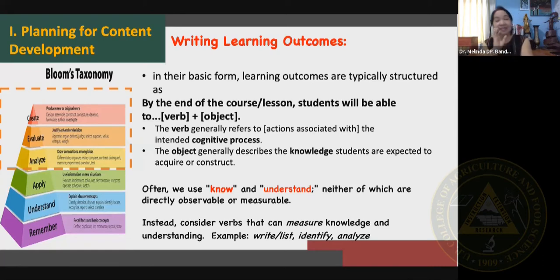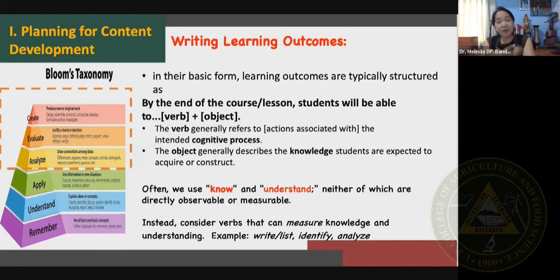And then the object generally describes the knowledge that the students are expected to acquire or construct. So this is just one example, and I think we can say that we are all guilty of this in how we write our learning outcomes. So we usually say at the end of the course, the student should be able to know or to understand, di ba? This particular concept, for instance, but neither of which are directly observable or measurable.